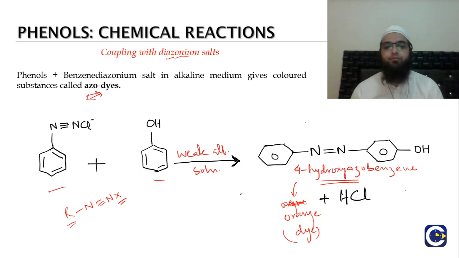So in these reactions we get dyes, colored substances which we call azo dyes. The reaction of phenols with benzene diazonium salt in alkaline medium gives us the colored substances called azo dyes. In this case we have 4-hydroxyazobenzene, the orange colored dye, and we also get hydrochloric acid as a byproduct in the reaction. So this is an example of a coupling reaction.